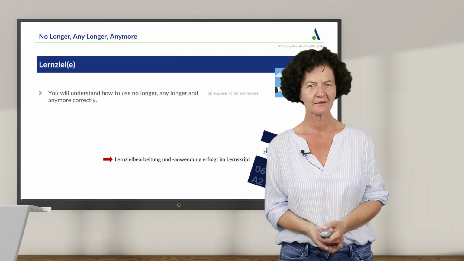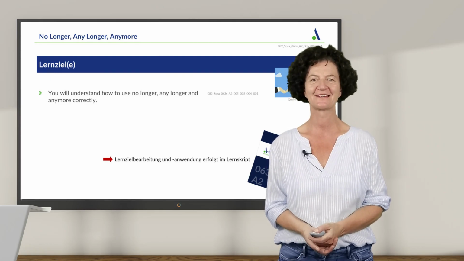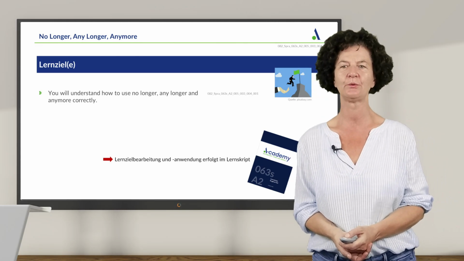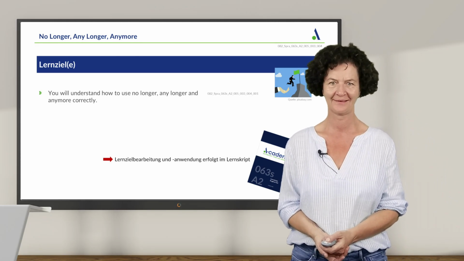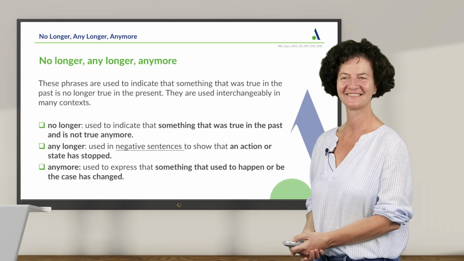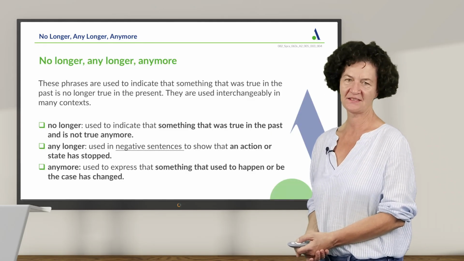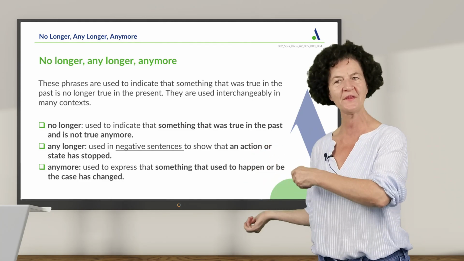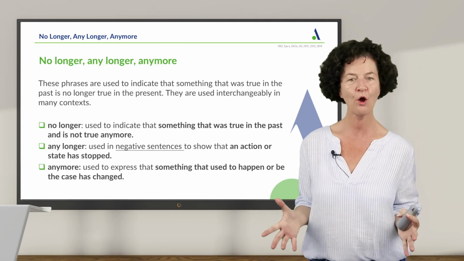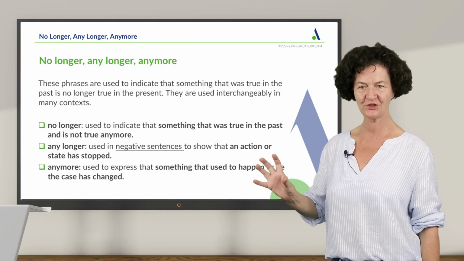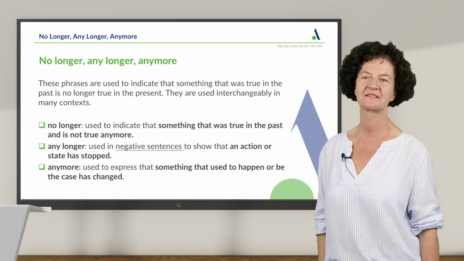No longer, any longer, and anymore. You will understand how to use these: no longer, any longer, and anymore. Okay. These three phrases are used to indicate that something that was true in the past is no longer true in the present. They are used interchangeably in many contexts.